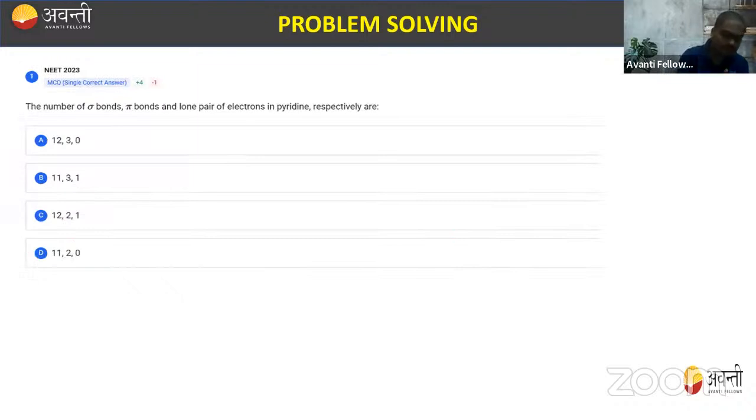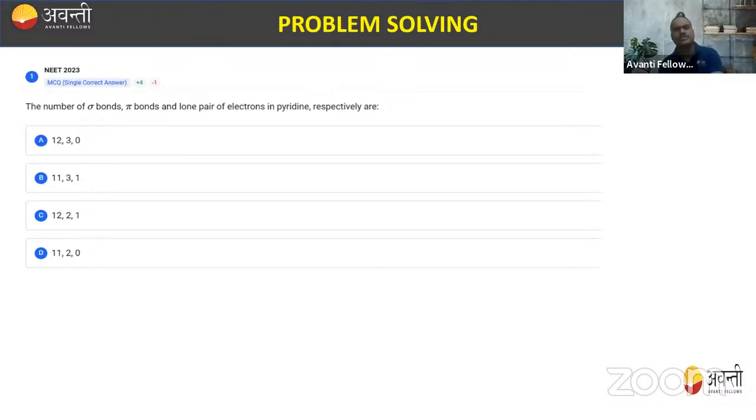Chalo, move to the next question. The next question is on the number of sigma and pi bonds. You have to calculate the number of sigma bonds, pi bonds, and lone pairs of electrons in pyridine. You need to calculate these three values: sigma bonds first, then pi bonds, and then lone pairs.